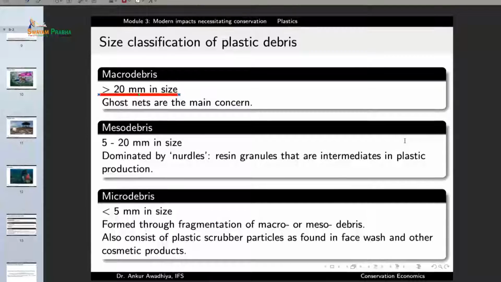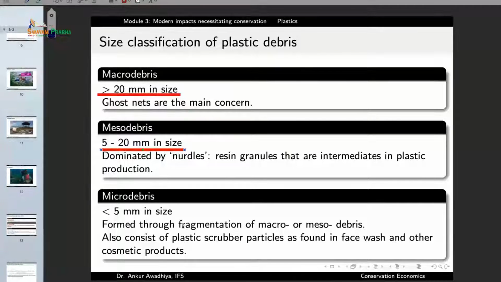Ghost nets amongst these are a major concern, and we'll have a look at ghost nets in a short while. Meso debris, meso means in between. So it is a debris that has an in between size, and we call 5 to 20 millimeter size plastics as meso debris. And they are dominated by nurdles. Nurdles are resin granules that are intermediates in the plastic production.